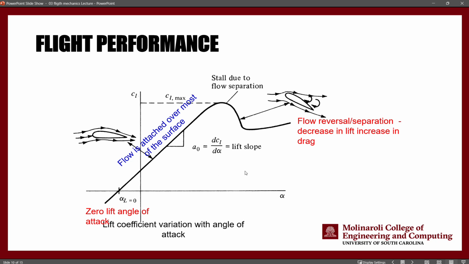So what I want from you in your lab report is to essentially find these 2 points: maximum lift coefficient, zero lift angle of attack, and graph this CL versus alpha and CD versus alpha, drag coefficient versus angle of attack, and CL versus CD.